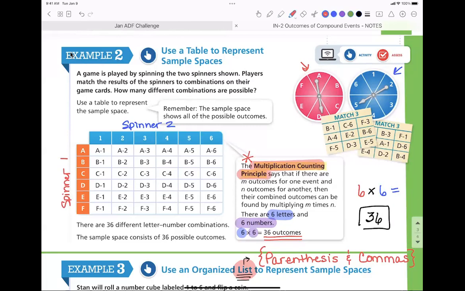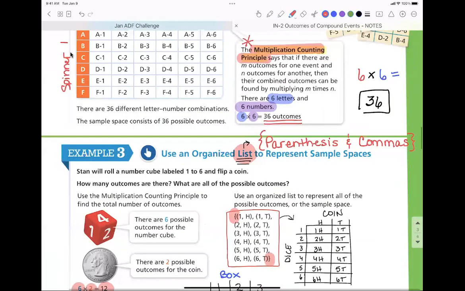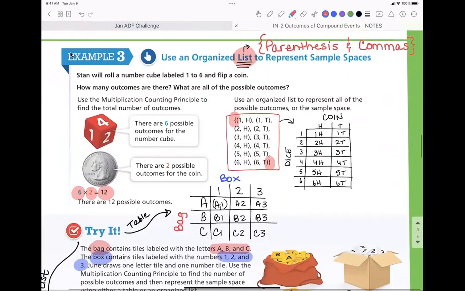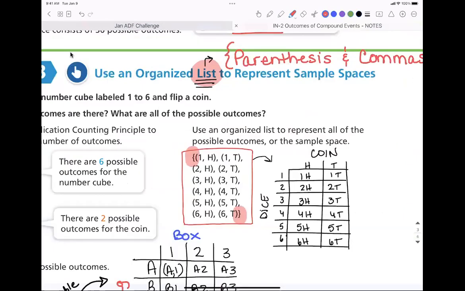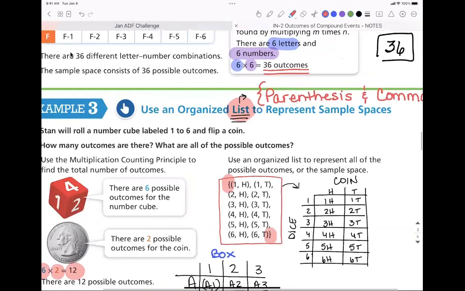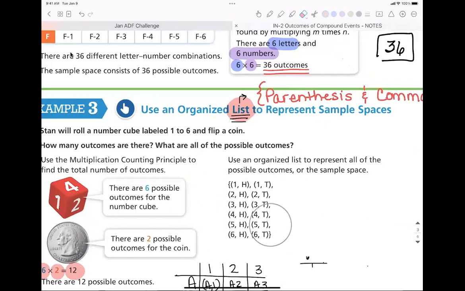Any questions on that? All right, go ahead and go to example 3 because there's something very specific I want you to put in your notes for example number 3. Oops, forgot to erase this from earlier, sorry.